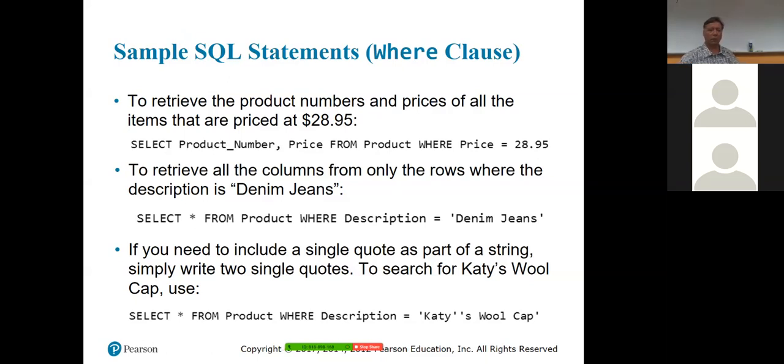So this is going to display out the product number and the price from the product table where the price is equal to exactly $28.95. This is going to display out the rows where the description is equal to denim jeans. There could be more than one, but we're only looking for the ones where the description is denim jeans. Sometimes there might be single quotes. You notice we use single quotes here as the delimiter. If there's a single quote in the field, we have to put two in a row. That often messes people up.